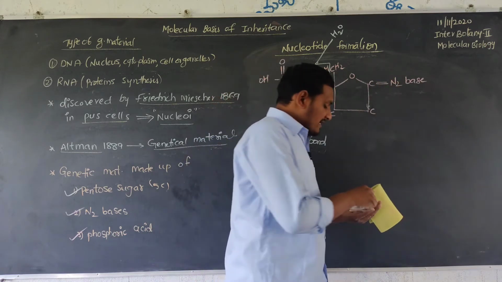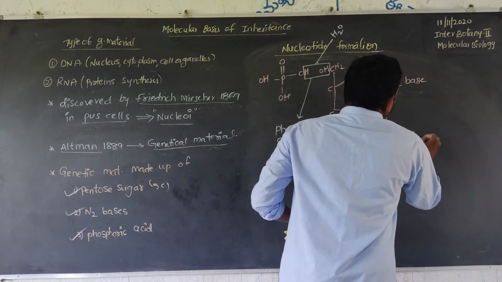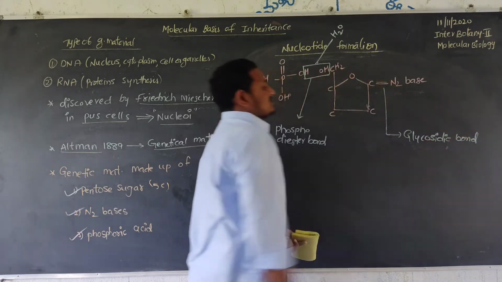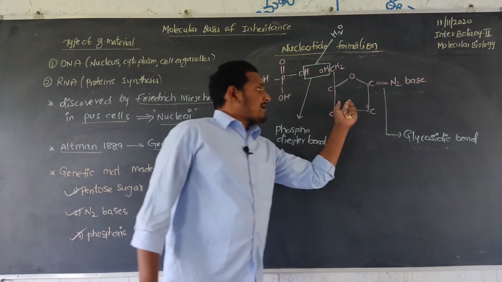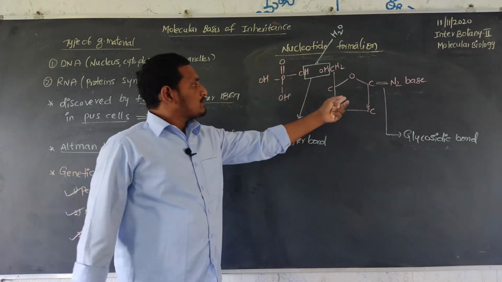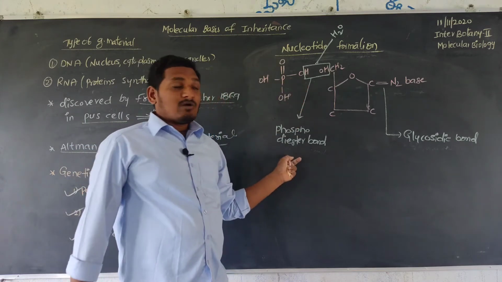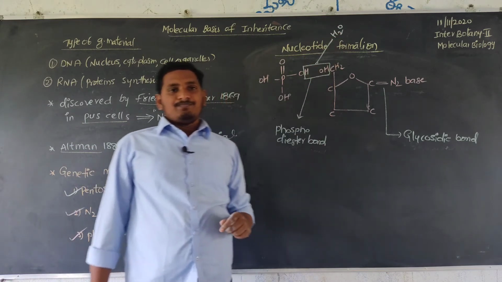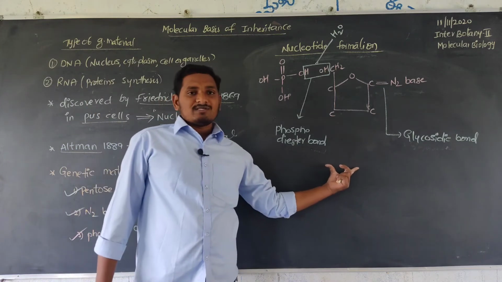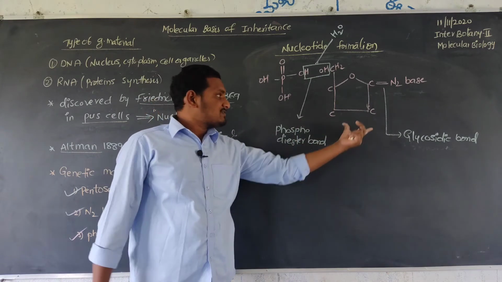Here one more bond is formed, that is the glycosidic bond. Two bonds which we observed: pentose sugar attaches with the nitrogen base, that is the glycosidic bond. Pentose sugar attaches with phosphoric acid or phosphate group, that is the phosphodiester bond, and releases a water molecule. This is nucleotide formation.